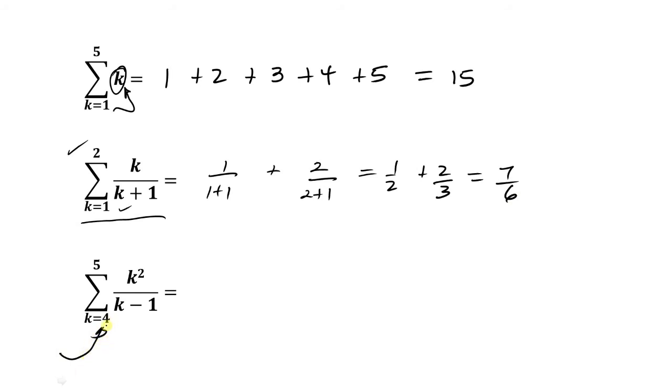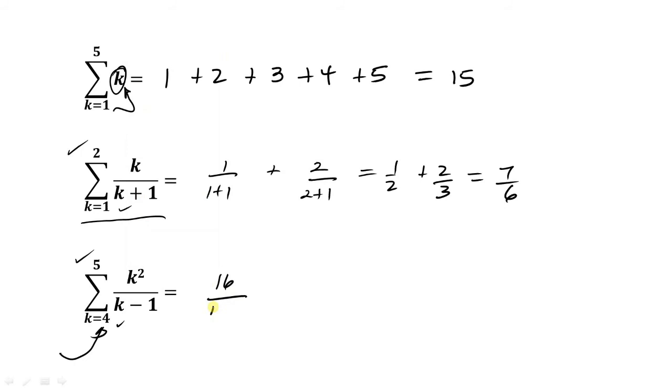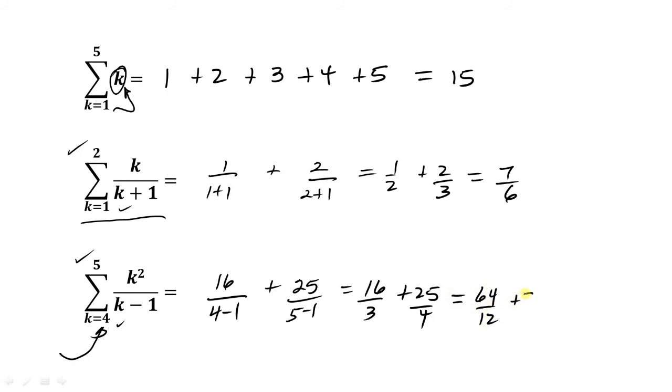It could start off at k equal 4 and go on up. The second example would be simply plugging in 4 and then plugging in 5, and so we get 4 squared, which is 16, divided by 4 minus 1, plus 5 squared, which is 25, over 5 minus 1, which is 16/3, plus 25/4, which is equal to 64/12, plus 75 twelfths, equal 139 twelfths.